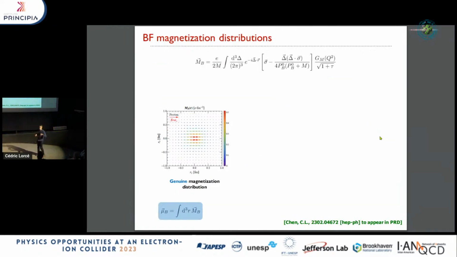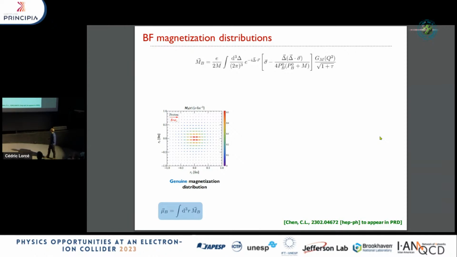Now that we have identified our polarization density, we can do all the play with the Fourier transform, etc. Let's start in the Breit frame, so you get a complicated expression. And you get here a genuine magnetization distribution. Again, the proton is moving towards you. I polarize my nucleon in the transverse direction, and I have a magnetization density that is essentially pointing parallel to the proton spin. And if I integrate over the space here, I get the total magnetic dipole moment of my nucleon.